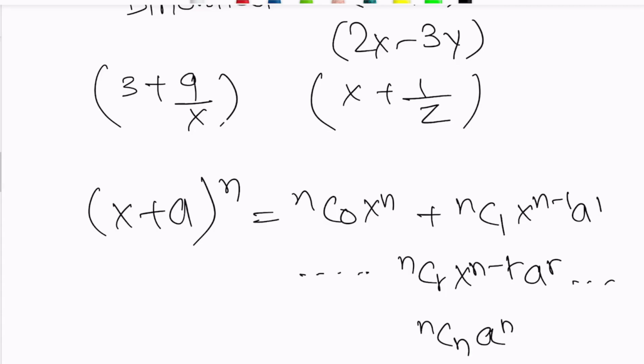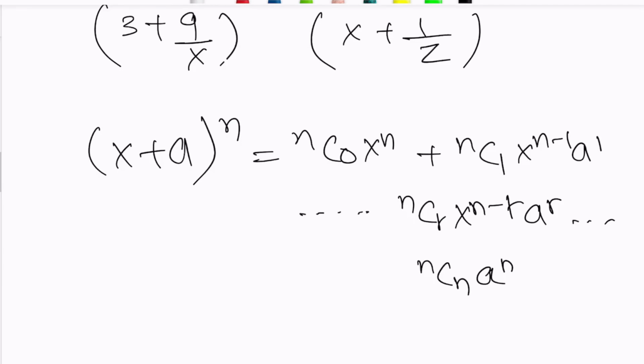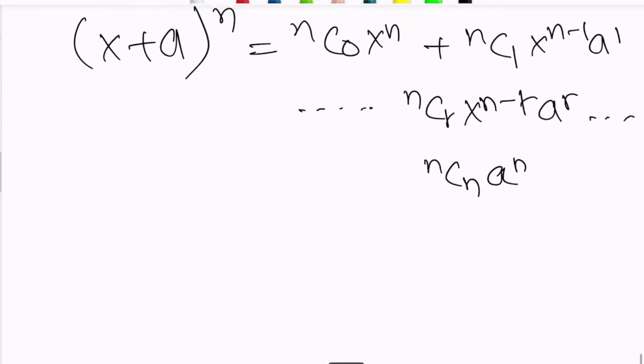So if you are not familiar with this, this will be covered in the math syllabus. I'm not sure if I will be uploading any videos on mathematics right now, but yes, I will just give you a very brief of what this is.